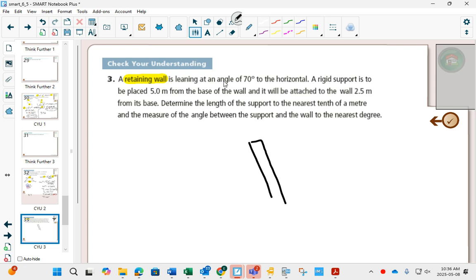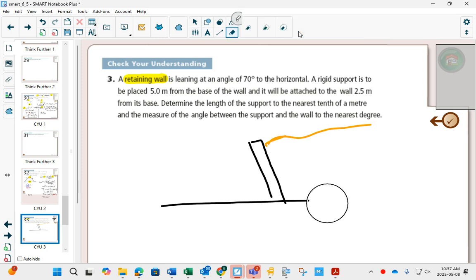Orange dirt. There we go. Here's our dirt. We want to have a wall holding up that dirt, but that dirt is putting pressure on the wall, so it's bending right now. They told us that here's the ground, I guess after the wall, that it's leaning at an angle of 70 degrees.